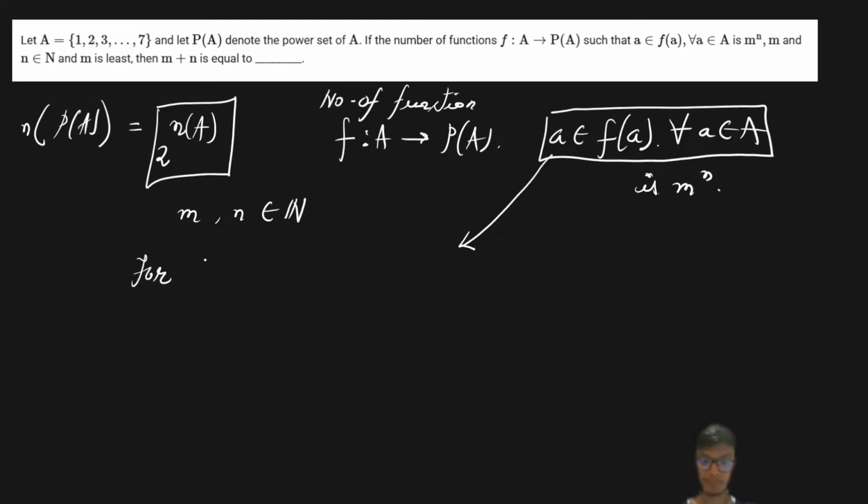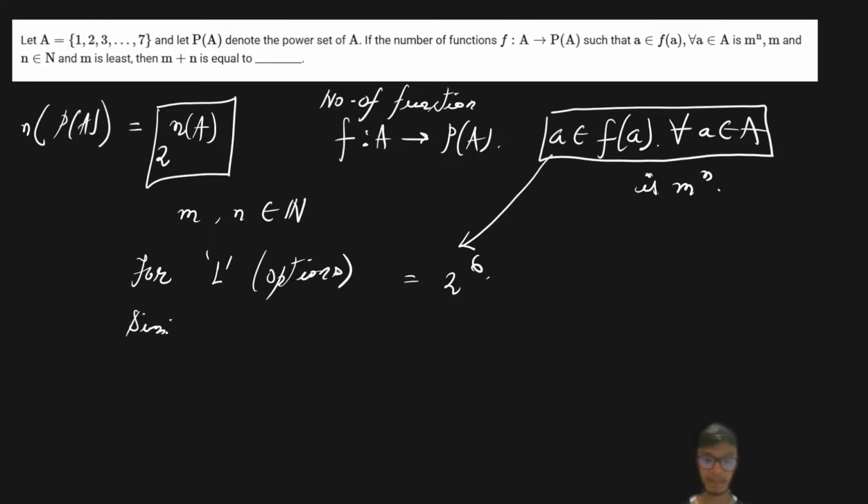So let us say I take any element from A, let us say element 1. The total number of options for 1 will be 2 to the power 6, because I will have 2 to the power 6 subsets possible which contain the element 1, right?